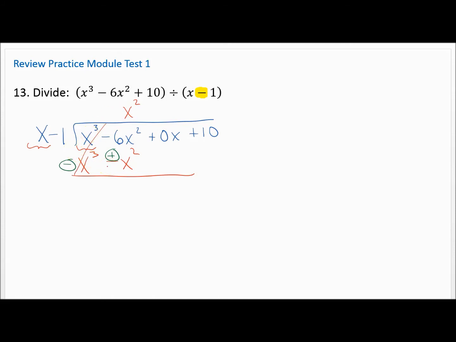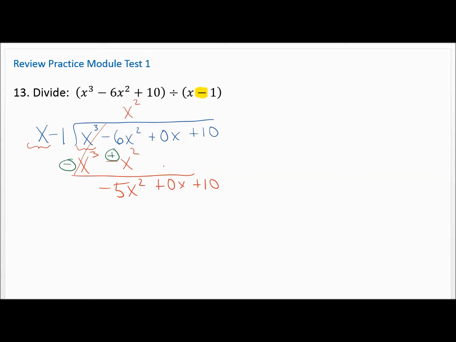Let's add again. Negative 6x squared plus x squared is going to give me negative 5x squared, and I bring down my remaining terms. Now something's very important in the steps we just did. Notice your like terms line up. X to the third is under x to the third. X squared is under x squared. That absolutely must happen. There's no other way around it.